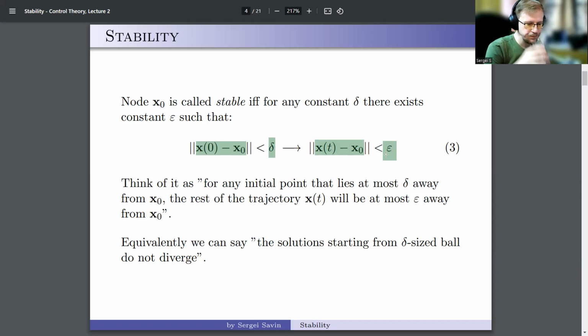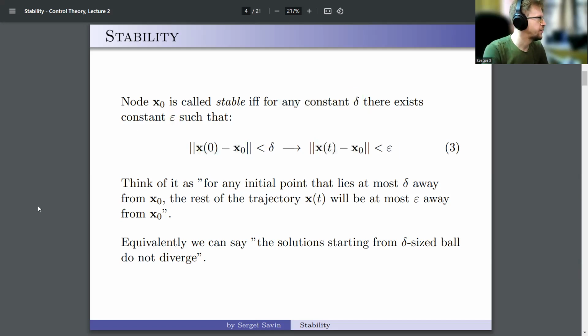What are the values of delta and epsilon? What we are saying is that for any constant delta that you can choose, so you choose what delta is, there should exist some constant epsilon. So epsilon is not specified. Delta you choose, epsilon should exist, it's just not specified. Okay.